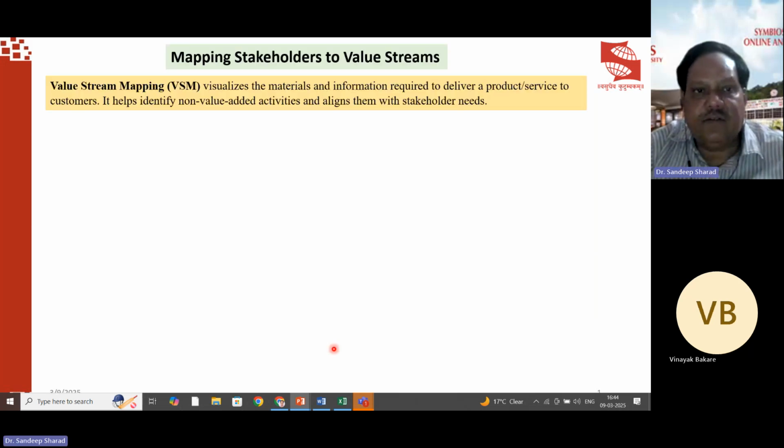Mapping stakeholders through the value stream. Value stream mapping is the visualization of the materials and the information required to deliver the product or the service to the customer. It helps identify the non-value added activities and align them with the stakeholder needs.